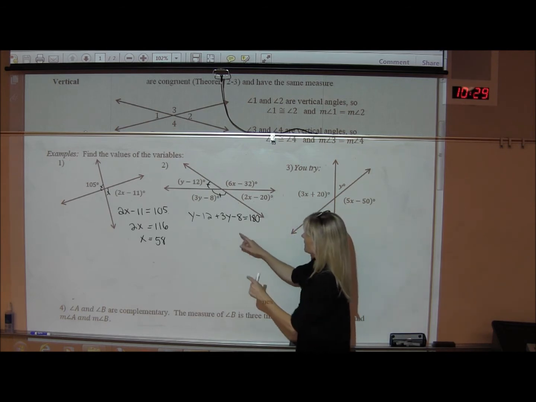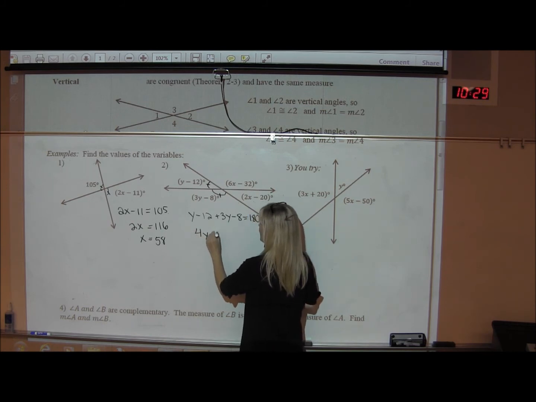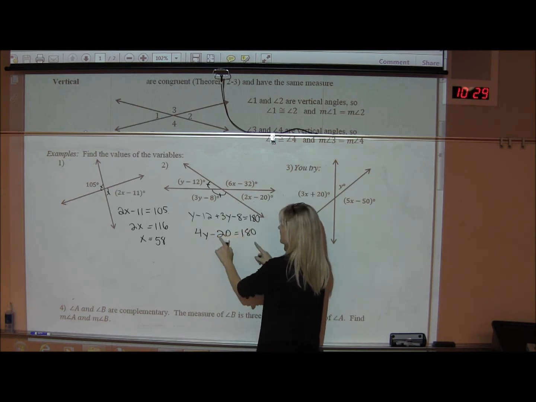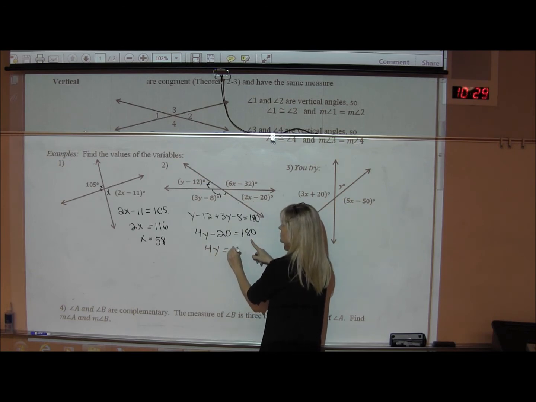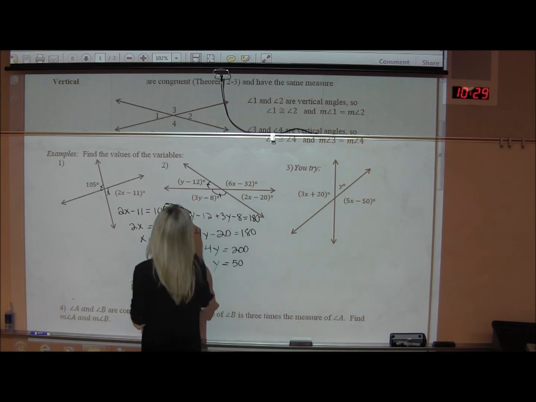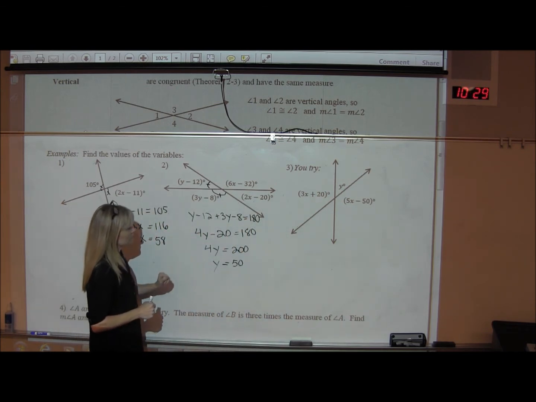So I can combine like terms. That gives me 4y minus, I've got negative 12 and negative 8, so minus 20 equals 180. If I add 20 to both sides, I get 4y equals 200. And if I divide by 4, I get y equals 50. So, we're finding the value of the variable.